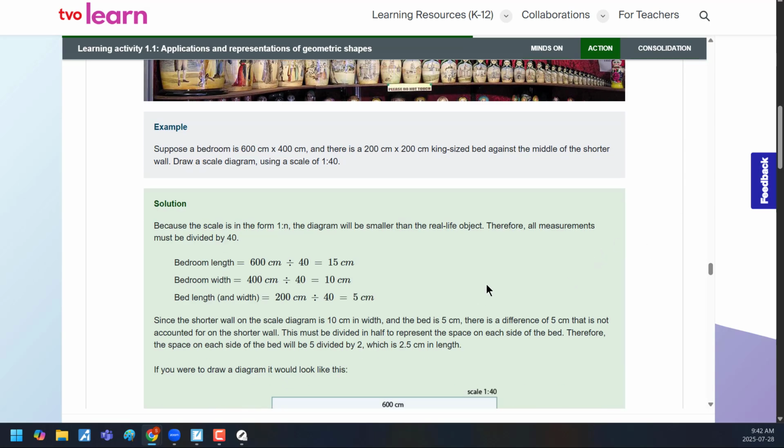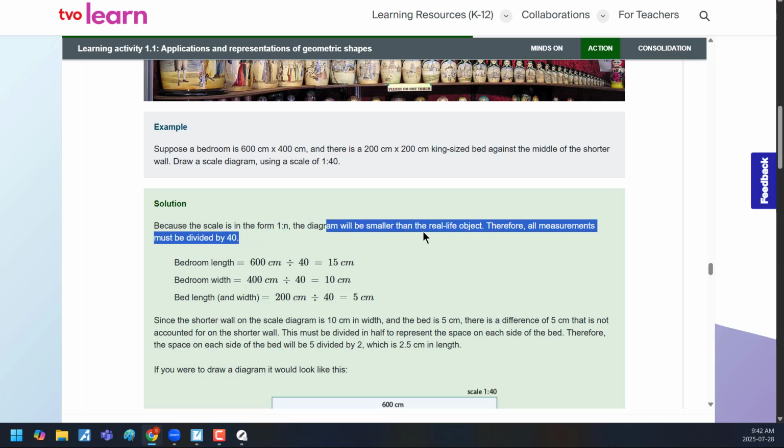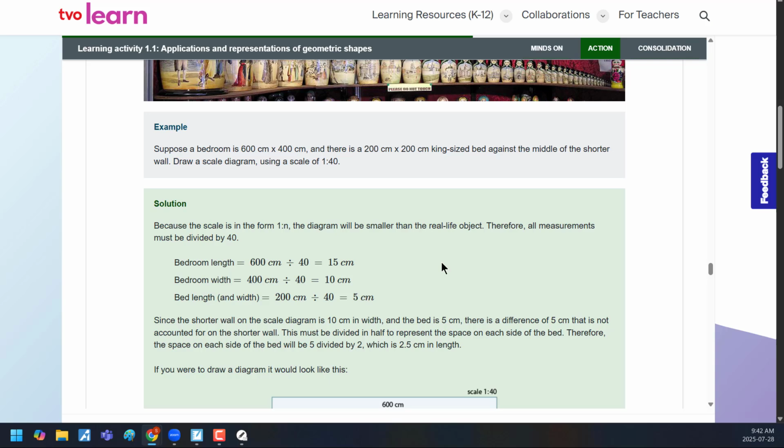So let's say we have an example of a bedroom that is 600 centimeters by 400 centimeters. And let's say there's a bed that's 200 by 200 against the middle shorter wall. Draw a scale diagram using a scale of 1 to 40. What does that mean? Are we multiplying or dividing? It's in the form 1:n. The diagram will be smaller than the real life object, therefore all measurements must be divided by 40. So if the number is after the colon, we're dividing.